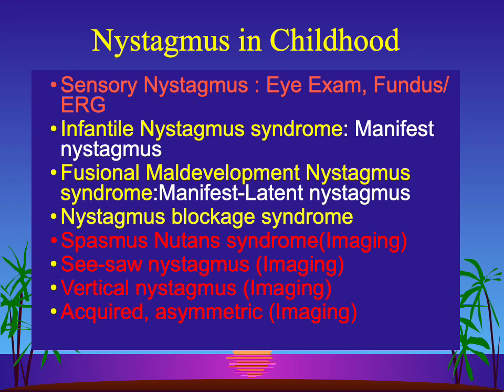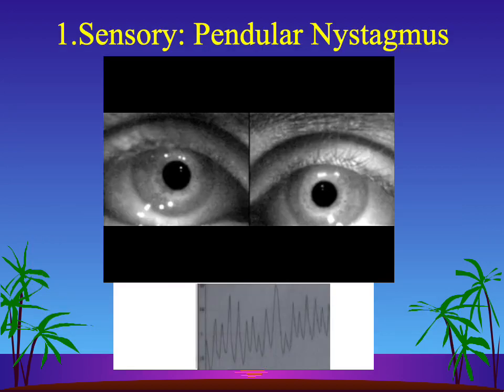When we see nystagmus in children, we usually think of the sensory nystagmus, and a thorough eye examination, a fundus and the ERG need to be done. The other nystagmus which is commonly seen is the infantile nystagmus syndrome or the manifest nystagmus, and the other one is the fusional maldevelopment nystagmus. Sometimes we come across nystagmus blockage syndrome, and the other rarer ones are the spasmus nutans, seesaw nystagmus, vertical nystagmus, or acquired nystagmus. All these shown in the red are highlighting the point that imaging should always be done in these four listed conditions.